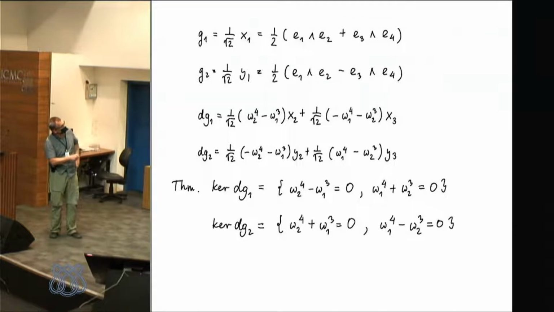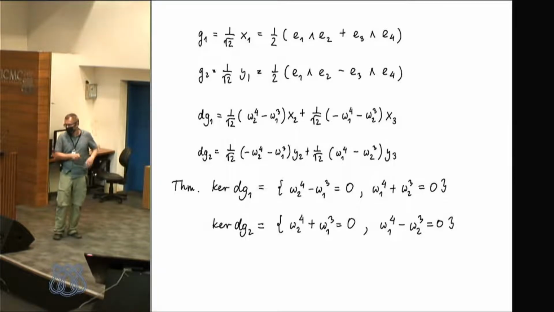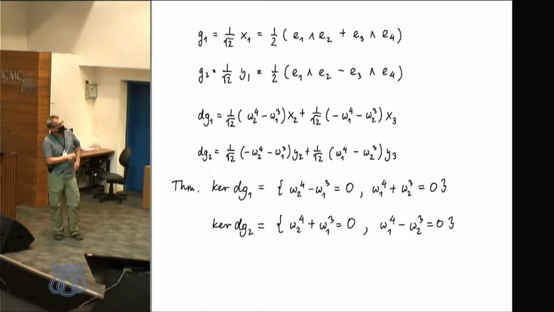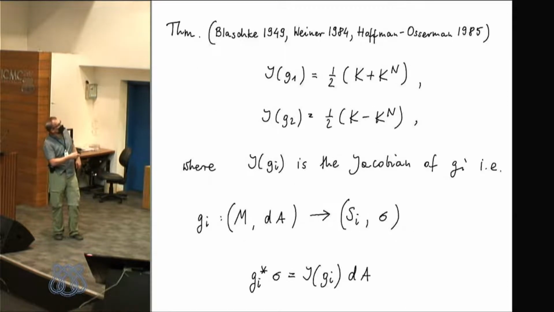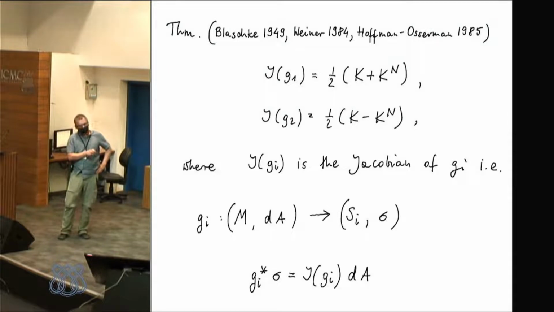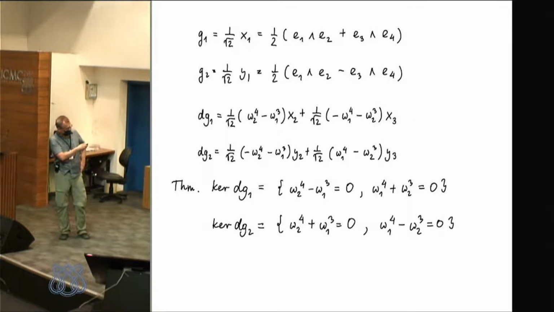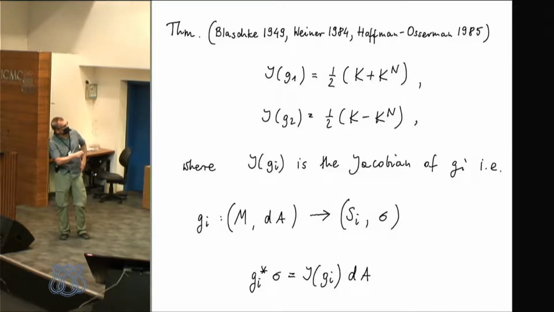And if you look at this equation, we can take x2, x3, y2, y3 as a good basis of our space in which we have these two surfaces. So if you want to calculate the Jacobian of G1, from this formula and the previous formulas... What I mean by Jacobian: Gi is a map from the surface with its area form to one of the spheres, Si, with the area form on the sphere. I take the pullback by Gi of the area form on the sphere and obtain some function times the area form on M.